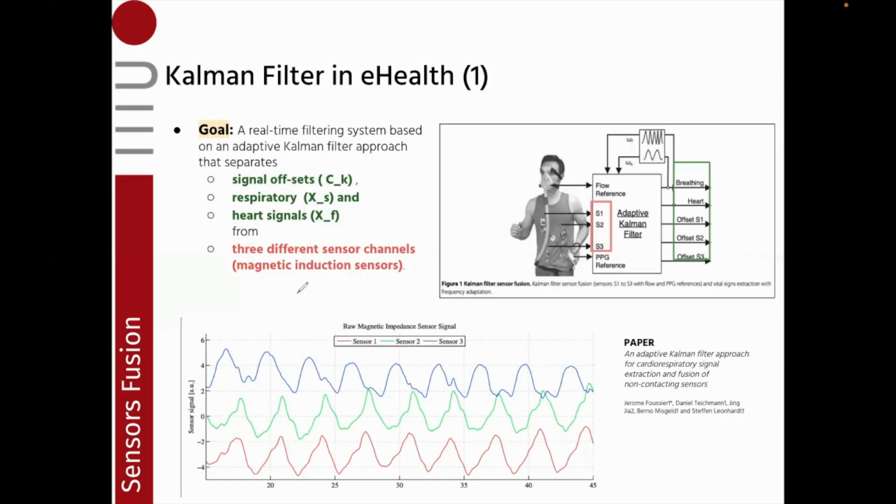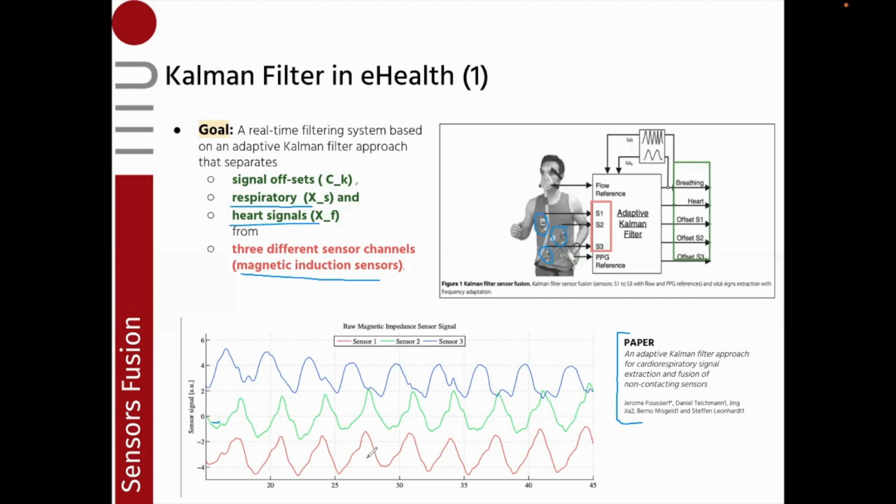Motion tracking is definitely not the only application of Kalman Filter in the eHealth domain. In this example, we see a use case presented in this paper where Kalman Filter is used for vital sign monitoring. Specifically, the paper tried to reconstruct a respiratory and a heart signal from 3 different sensor channels, namely magnetic induction sensors. The sensors are positioned here on the trunk and give the output presented in the picture at the bottom of the slide.